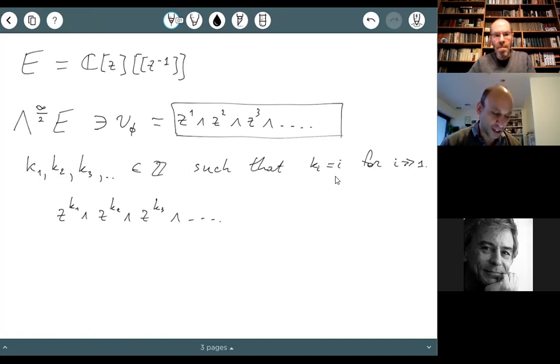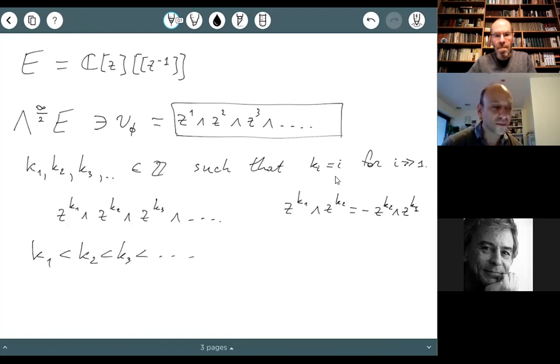Okay, and since z to the power k1 wedge z to the power k2 is minus z to the power k2 wedge z to the power k1, we can restrict ourselves to increasing sequences. So actually, we're interested in increasing sequences that stabilize like this. And such sequences are in a one-to-one correspondence with partitions, partitions of any size.